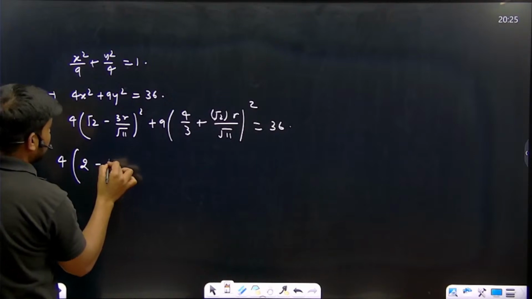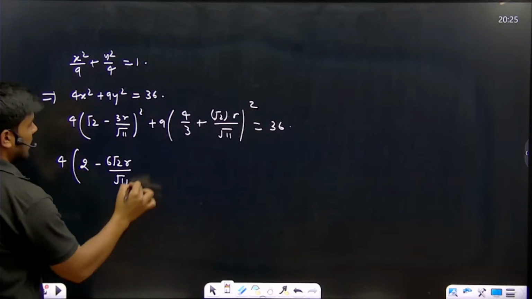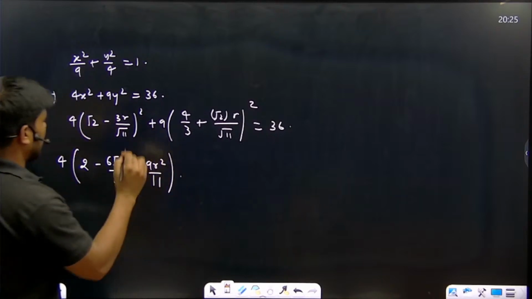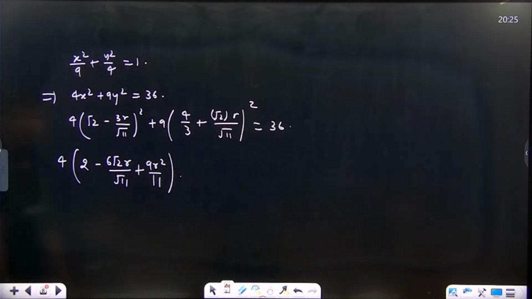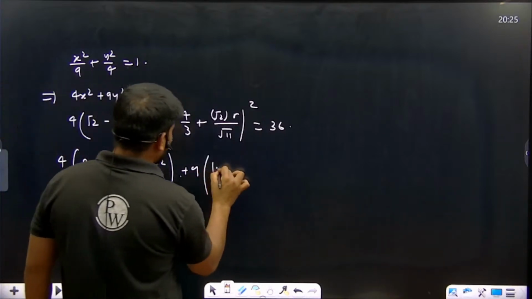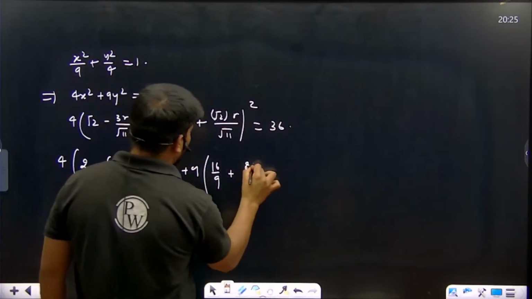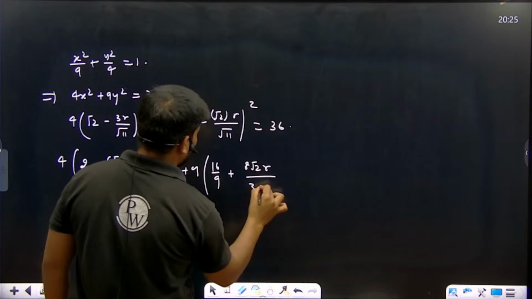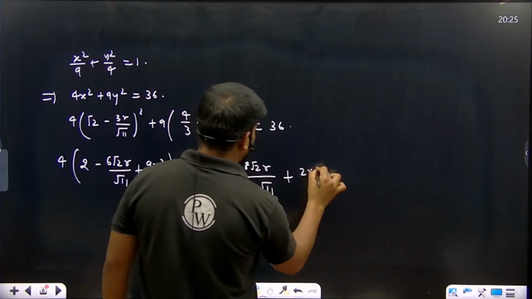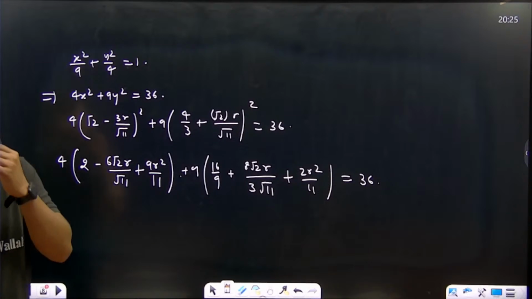So minus 6 root 2r upon root 11, and plus 9r square by 11, plus 9 times 16 by 9 plus 2 into 4, 8 root 2 r upon 3 root 11, plus 2 r square by 11, that will be equal to 36.